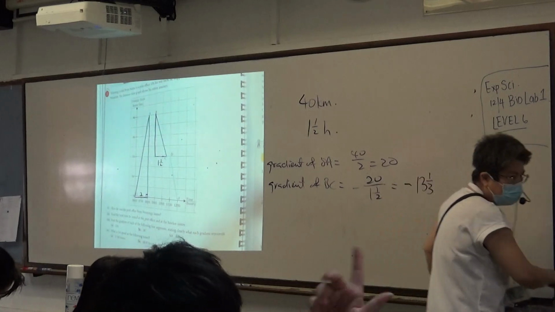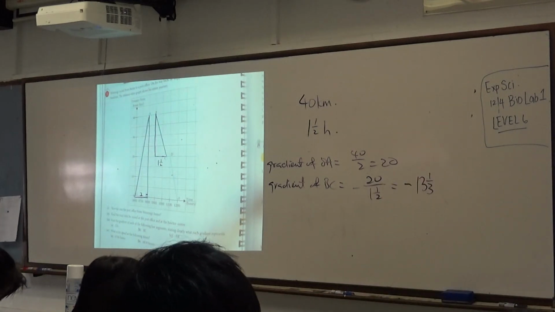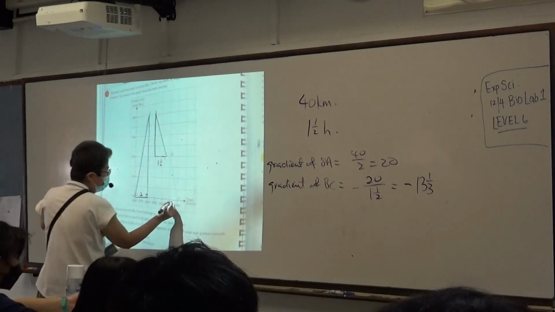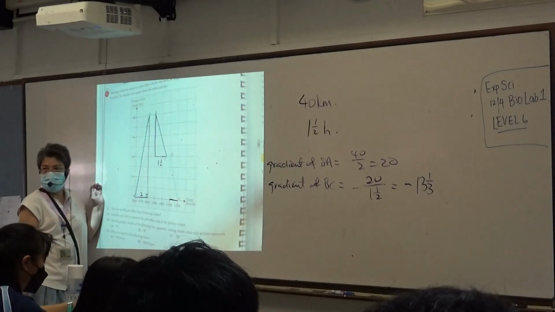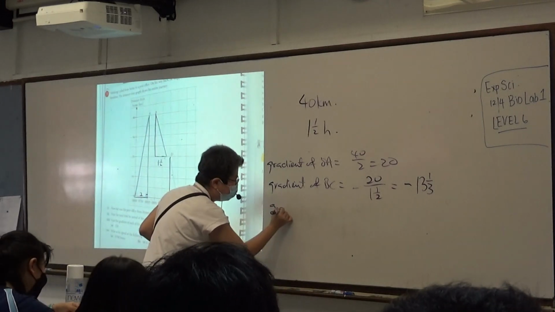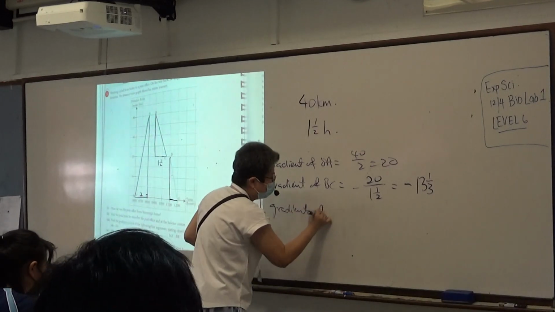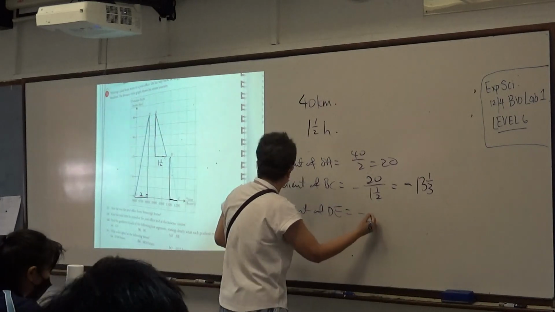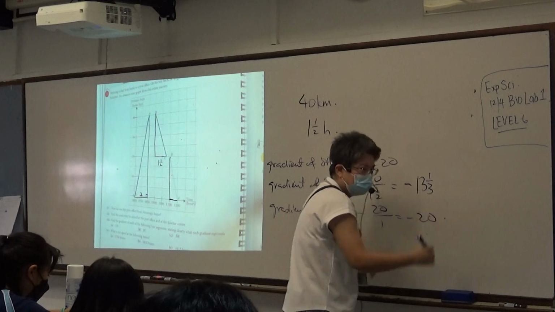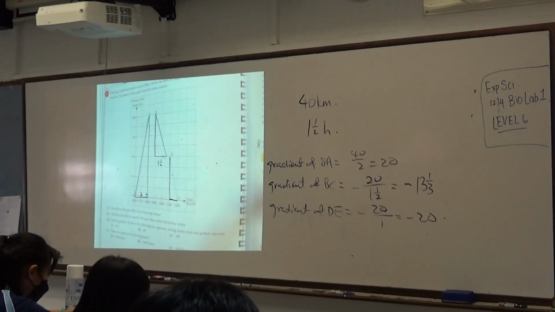Now, what is the next line segment that you must find? DE. Okay, DE is quite simple. From D to E, how long? 1 hour. How much is here? 20. So, the gradient of DE will be negative 20 over 1, which is negative 20. Am I right to say that?